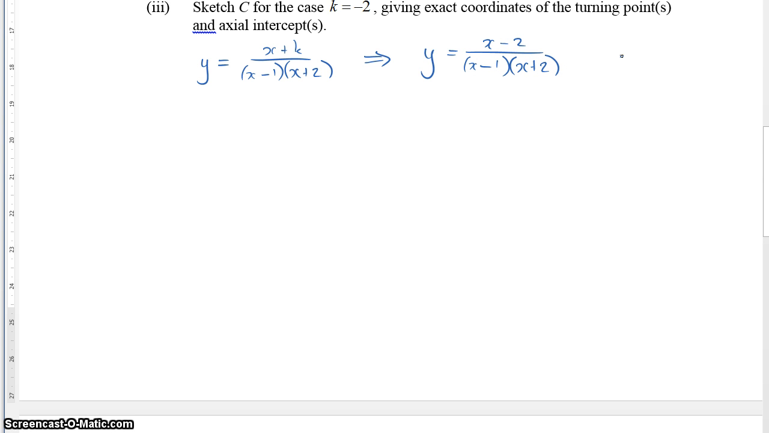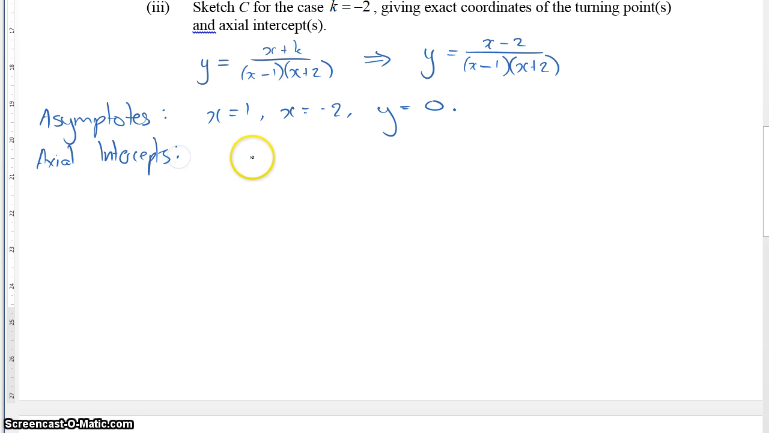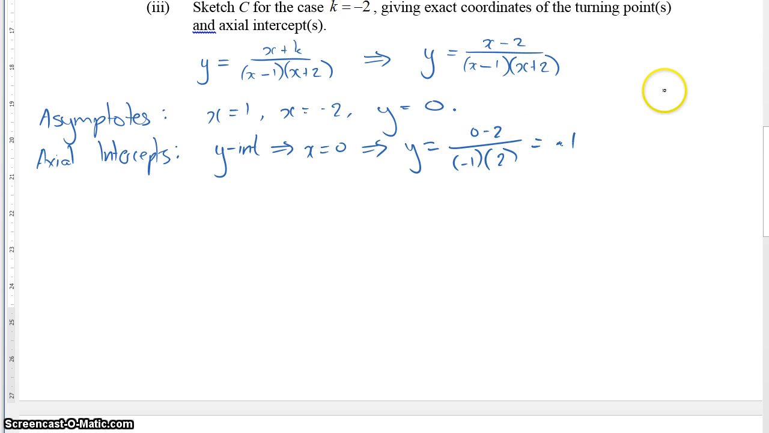Okay, so what can I find out about this? Well, again, I know my asymptotes already. So my asymptotes I've already worked out in part 1. They're going to be x equals to 1, x equals to -2, and y equals to 0. What about my axial intercepts? So first one, let's look at the y-intercept. So for the y-intercept, I'm just going to set x equals to 0, which means y will be 0 minus 2 over minus 1 times 2. That's just going to be 1, right? -2 over -2. So that means I've got a y-intercept at 0, 1.